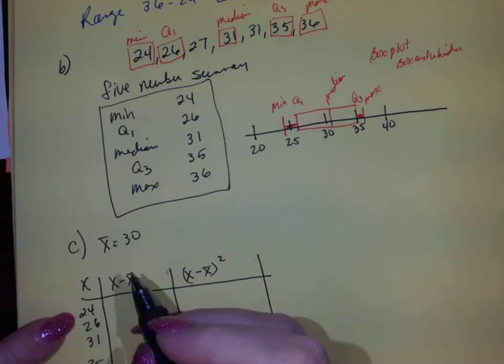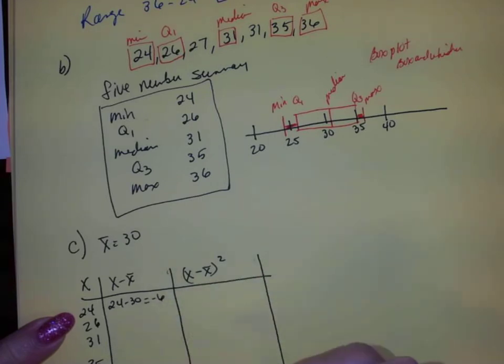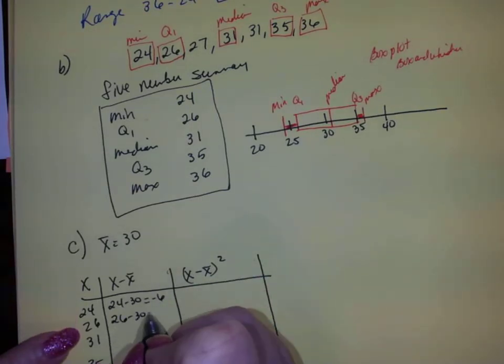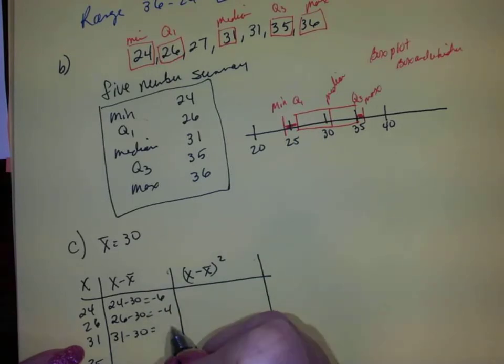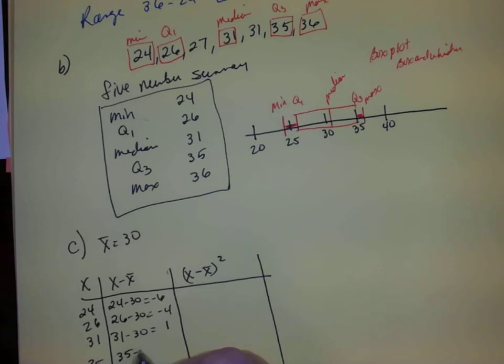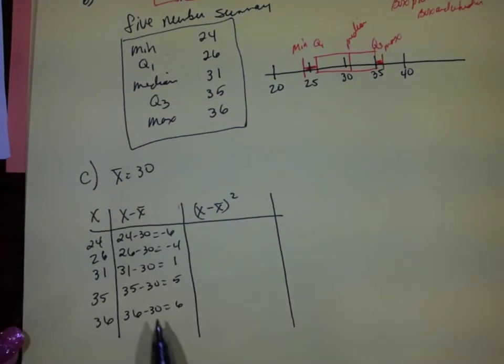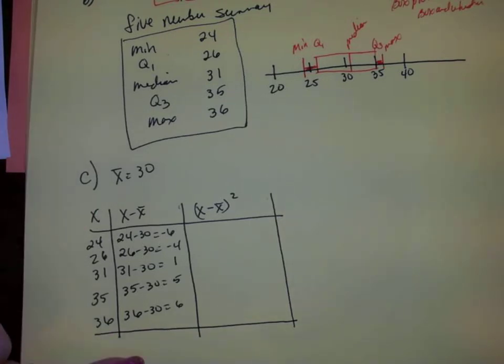All right, so our mean is 30, so 24 minus 30 will get us -6. And then 26 minus 30 will get us -4. 31 minus 30 will get us 1. 35 minus 30 will get us 5. And 36 minus 30 equals 6. So this is where our values will end up, right?